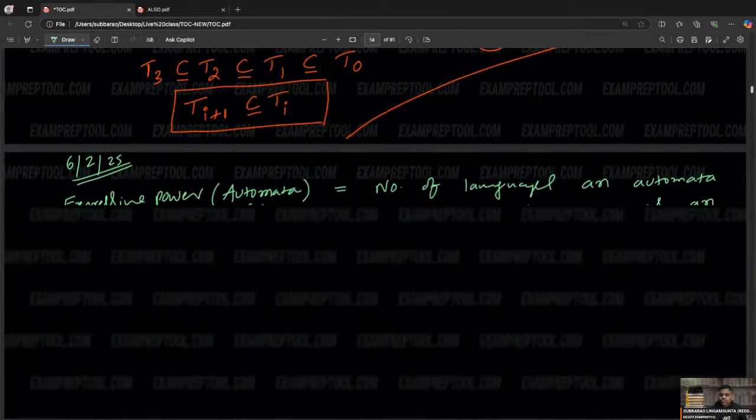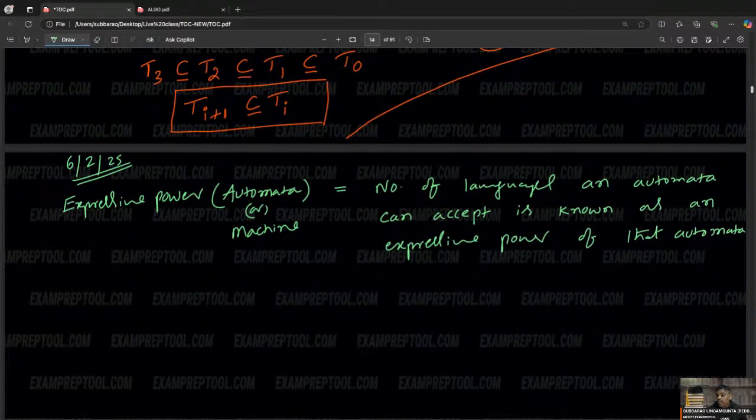So what is expressive power? Simply, how many languages an automata can accept, an automata can recognize. How many languages you can speak, that is your expressive power. How many languages I can speak, that is my expressive power. How many languages this automata can recognize.